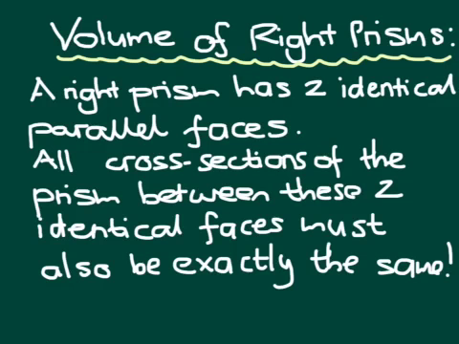So in other words, if I slice through my right prism between the two identical faces, all the cross sections look like those original identical faces. The sides will be perpendicular to the base. That's why they're called right prisms. So the formula that we're looking at today is not for cones or pyramids or spheres.